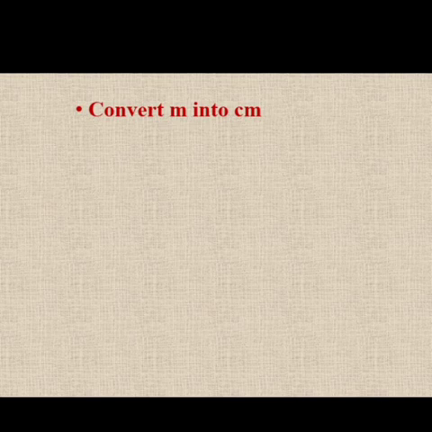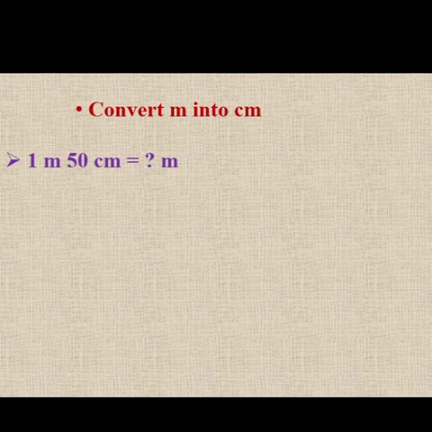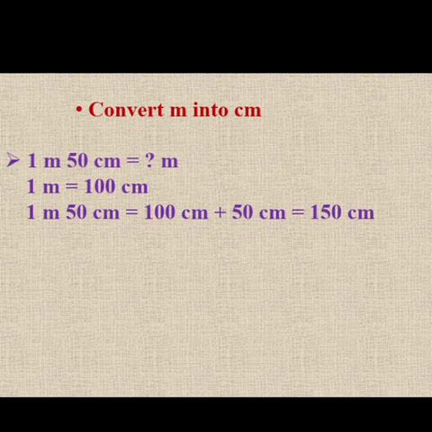Now, we will learn how to convert meter into centimeter. So here, you have to convert 1 meter 50 centimeter into centimeter. Students, you all know that 1 meter is equal to 100 centimeter. So 1 meter 50 centimeter is equal to 100 centimeter plus 50 centimeter. Therefore, we can write 100 centimeter plus 50 centimeter and you will get 150 centimeter. That means 1 meter 50 centimeter is equal to 150 centimeter.